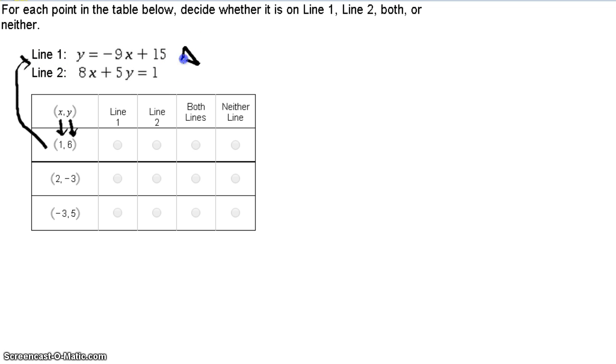So here I have my y, which means y is equal to 6. So let's put down the 6 there, is equal to -9, that's just what the equation gives me, and I have my x. Since the point that I'm testing has an x value of 1, I'm going to replace my x with 1, plus 15. When I'm testing if a point is on a line or not, I need to see if this is actually true or not.